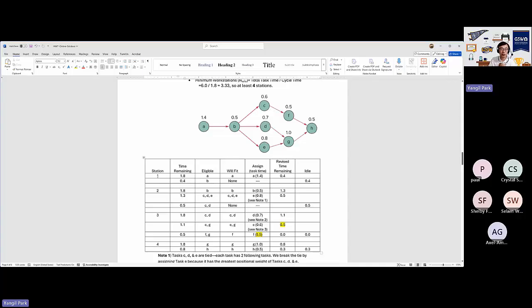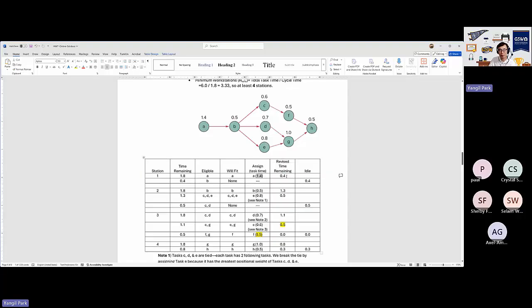So anyway, from workstation 1, so starting from A, right? So again, each station you have only 1.8 minutes. Okay, so here we go. The eligible task for the starting point is A because you're starting from A. So it will fit. Yeah, A will fit. That's what it means. Then what's the task time assigned? 1.4, which is given.